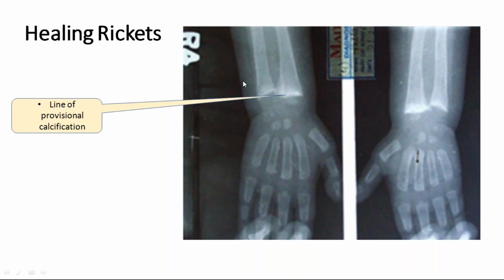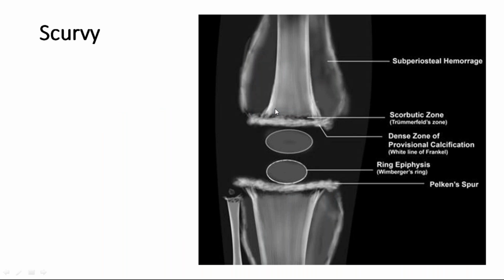Healing rickets: here also you can see the fraying, but there is a prominent line of provisional calcification. That means you have started giving vitamin D and calcium, and mineralization is starting there. So this is typical of healing rickets. When such a film is shown, you must say it is healing rickets.